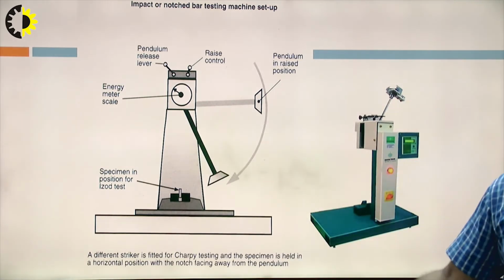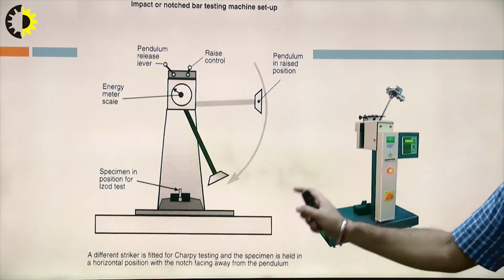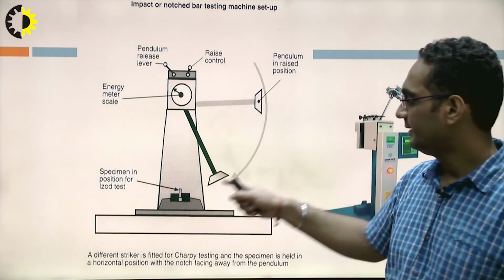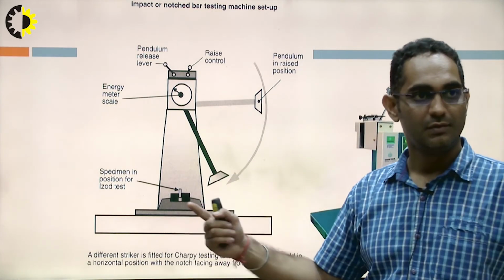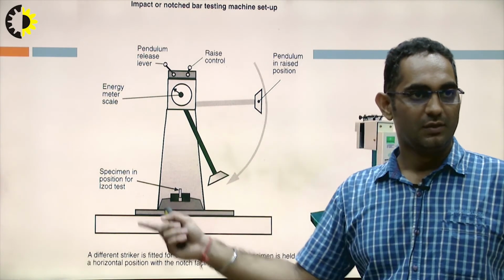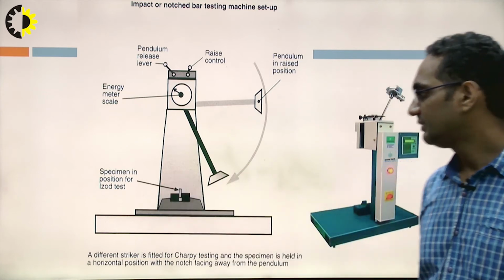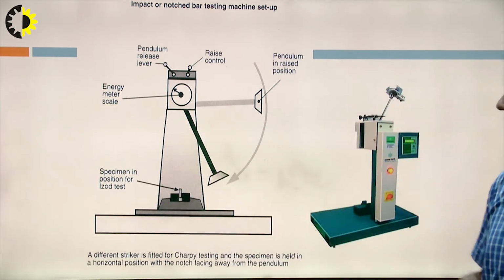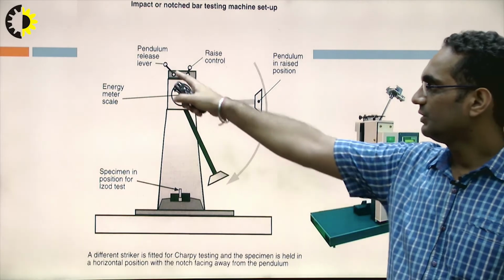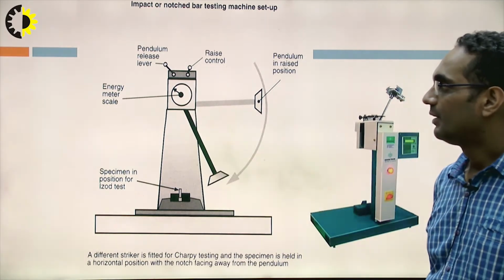Then the specimen is in position for the Izod test. The specimen is placed in this way, in the position for the Izod test. Okay, and this is the raise control. This is the pendulum release lever.